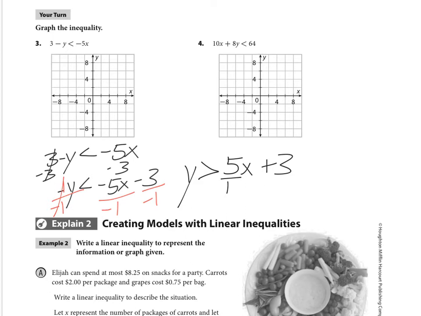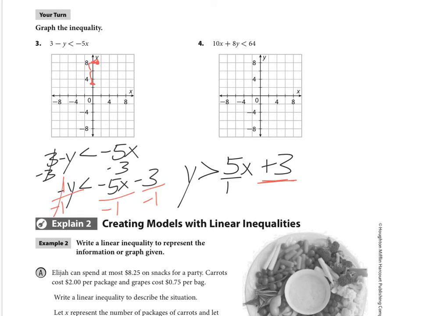So what do I do on my graph? I plot my y-intercept at 3. So again, these are going by 2. So 3 would be right there. My slope's 5 over 1. So I go up 5. So that's 1, 3, 5. And then go over 1. So 1 would be halfway, and that would be my second point. So then I draw my line.